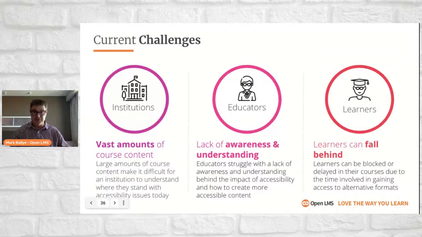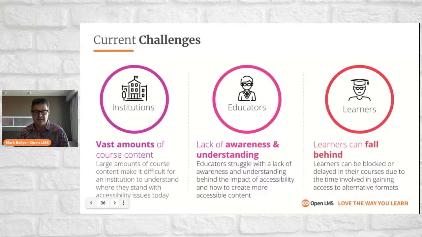Particularly within institutions, the vast amount of course content that's been created. We know that institutions are creating a huge amount of content, and it means that institutionally it's really difficult to understand where they stand when it comes to accessibility. How much of that content is accessible? How do you get a report to show that, hey, we're on track? The content we're providing, 50%, 80%, 90% of it is very accessible. Currently, institutions are struggling to find that information.